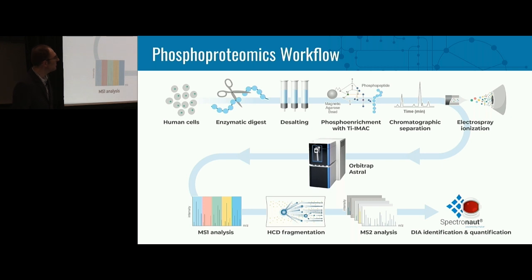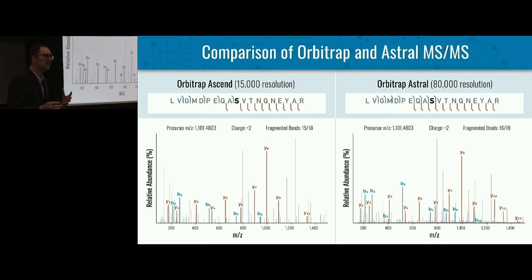Now I'll talk to you a little bit about phosphoproteomics, which is something we've had a chance to look at pretty extensively with this combination. So it's a pretty standard workflow with the data collection basically the same as I just showed you, with Spectronaut on the back end. Here's a comparison of tandem mass spectra collected either in the Orbitrap or in the Astral analyzer. You can see they look quite comparable.